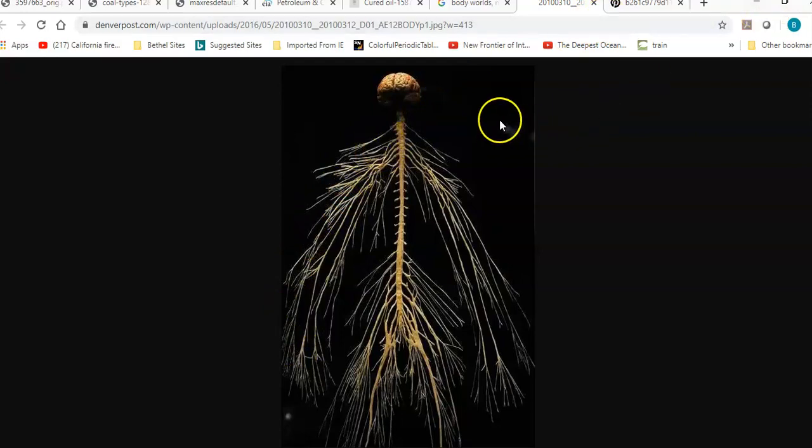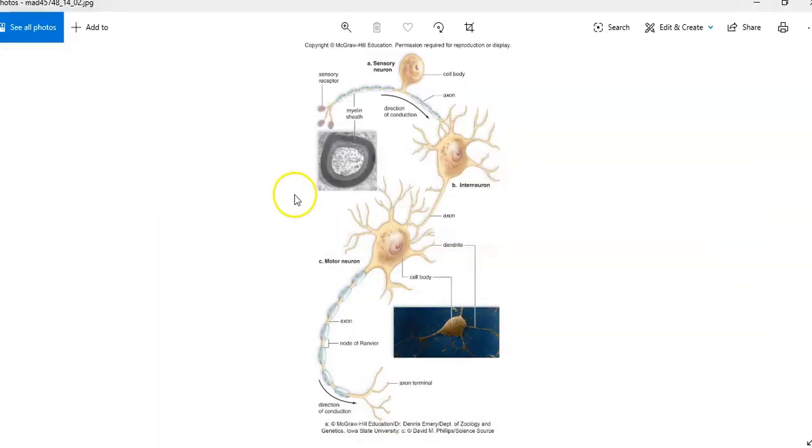So for right now, we're talking about nerve cells, and that's what we have right here. We're going to call them neurons. That's their name, neurons. Okay, and they're distinct from a nerve. A nerve is a collection of axons, or a collection of a part of a neuron. Okay, so if we look at neurons, there are four basic parts.